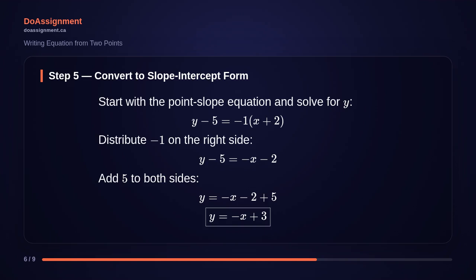To convert, we distribute -1 across x plus 2, giving -x minus 2. Then we add 5 to both sides. -2 plus 5 is 3. The slope-intercept form is y equals -x plus 3.